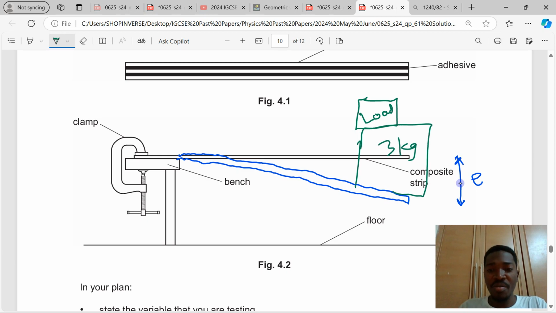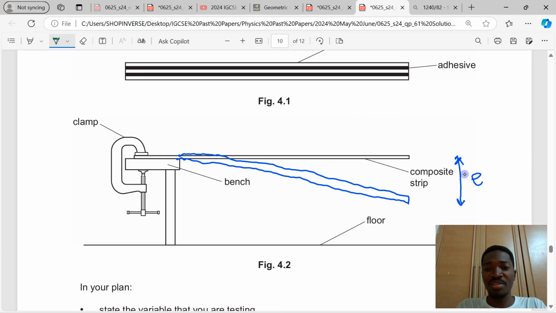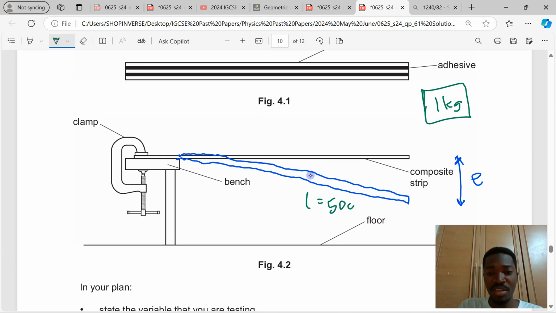Check to what extent of bend. So that's one thing you can do. The third way you can even perform the experiment is to use one fixed mass, probably the 1 kilogram, then you change the length of the wood. You can start with a strip of wood having a length of 50 centimeters.